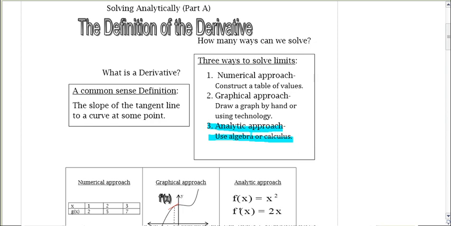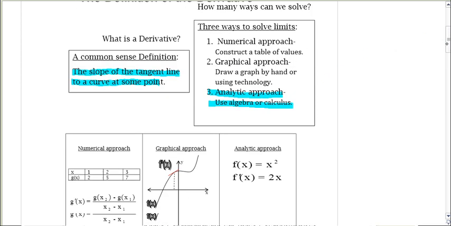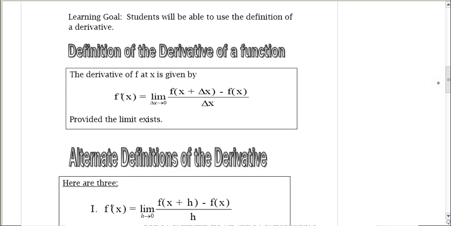Remember that analytic means using algebra or calculus, and to drill it in your head, the derivative simply is just the slope of a tangent line to a curve at some point. So let's go ahead and scroll down and take a look at our first example.